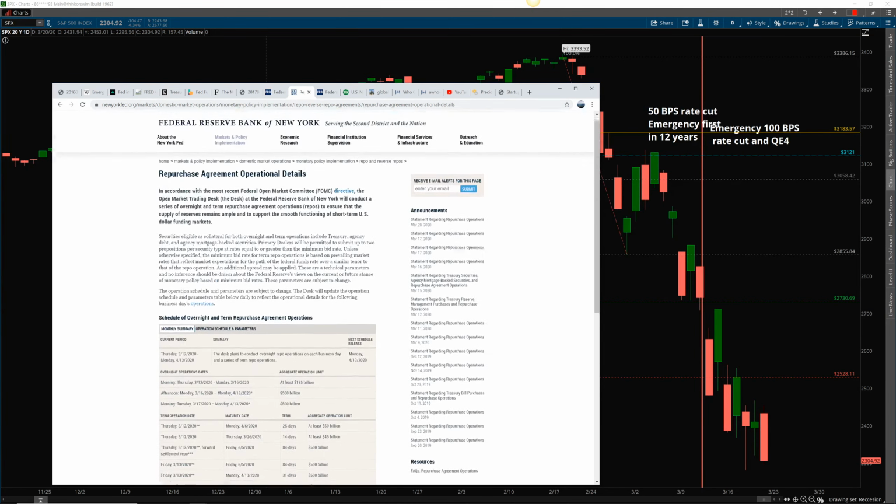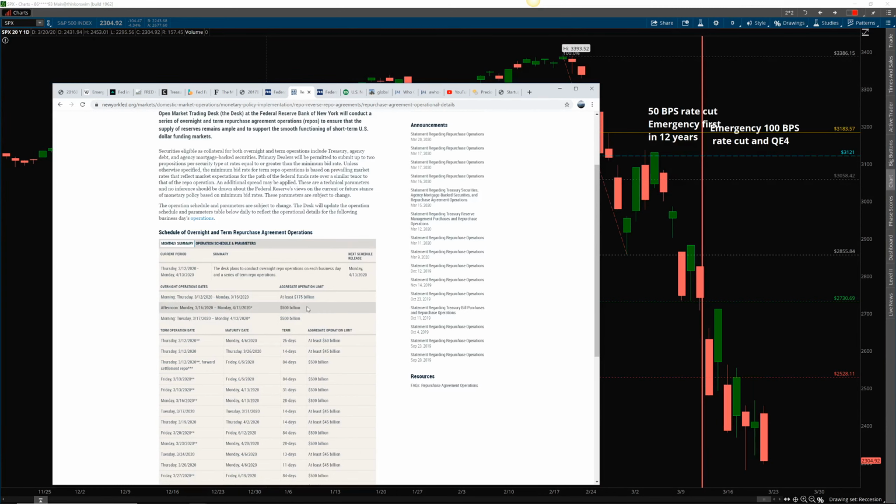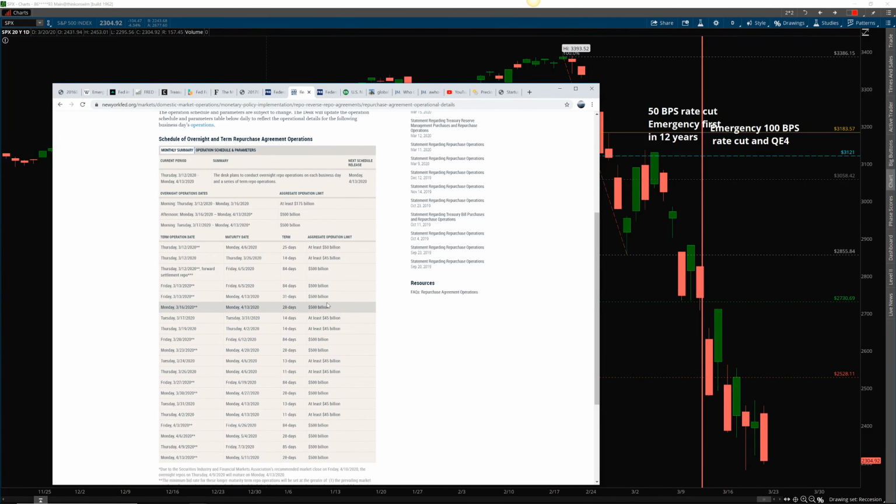This is a schedule of the repo market. So this is what goes on in the back of the market and the amount of liquidity the Fed is putting in.